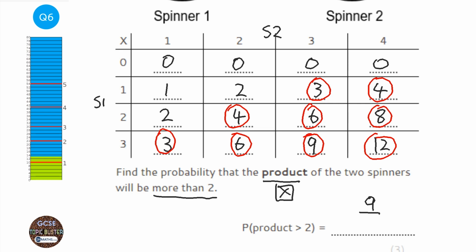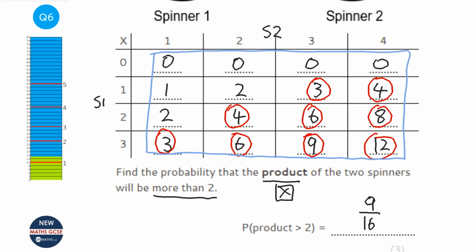And what we need to do is put that over the total amount, including the 9 we circled. So there are in total, and we can count them, or I notice it's a 4 by 4 grid, so it's going to be 16. I can't cancel that.